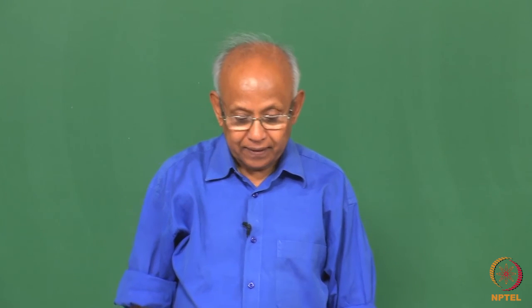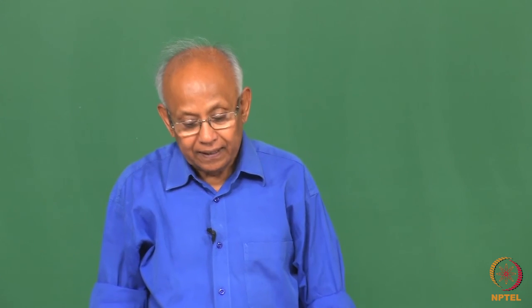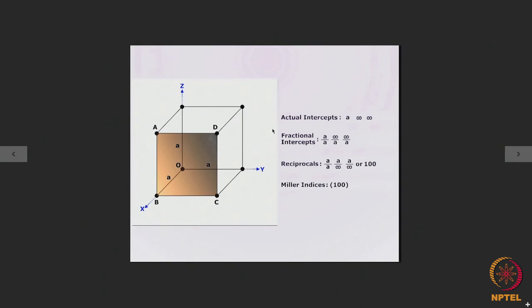So, the first step in the naming of a plane is to find out the actual intercepts which the plane makes on the x, y and z axis. Now, if we want to name this front plane ABCD, what are the intercepts this plane makes on the x, y and z axis? As you can see, the intercept is a on the x axis. However, the plane does not intersect the y axis at all, neither does it intersect the z axis.